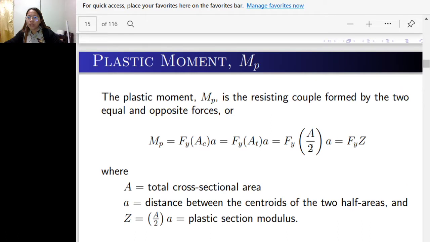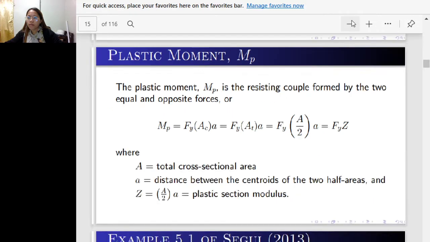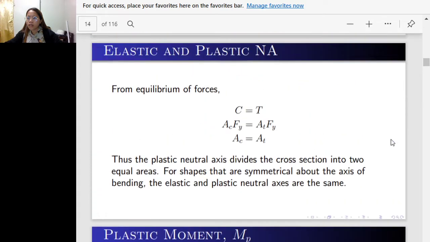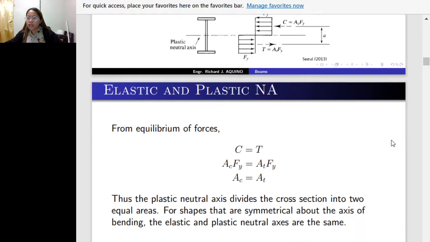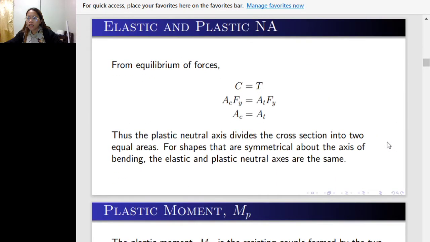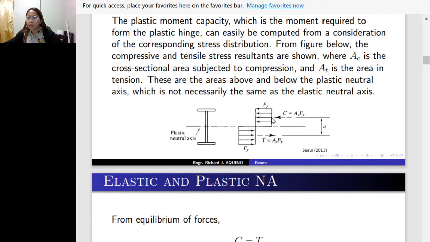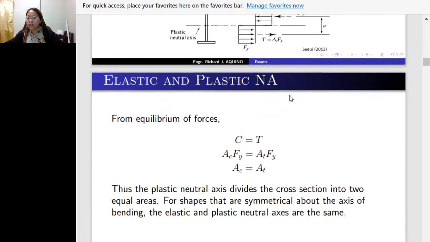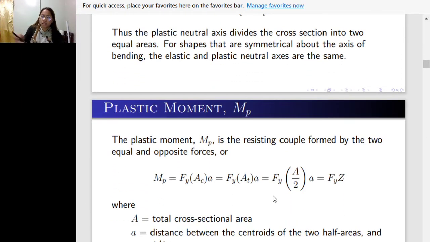Plastic moment, M sub P. The plastic moment M sub P is the resisting couple formed by the two equal and opposite forces. How to derive this formula: you can take moments at the compression side of the section or at the tension side. Let us see how to generate this formula.